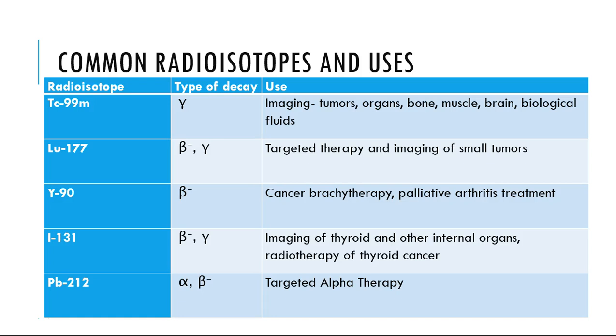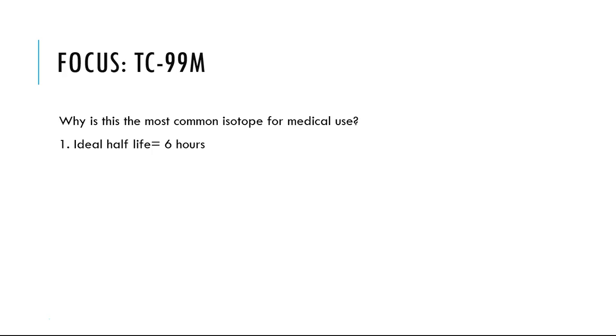And you should be familiar with at least a few of these, particularly technetium-99. That comes up a lot. All right, so let's focus in on this. Now, this is the most common isotope for medical use. Let's talk about why. The main thing that makes this so useful is the half-life. It has an ideal half-life of 6 hours. Now, different isotopes have half-lives ranging from nanoseconds to billions of years. And when we're looking at an isotope for medical uses, we have to really focus on that amount of time.